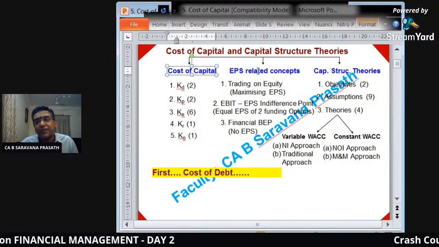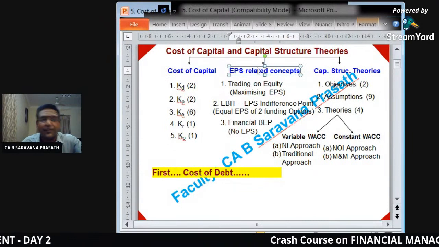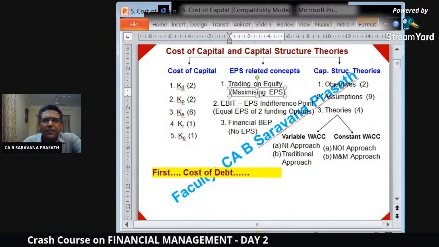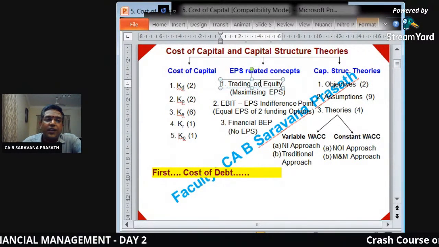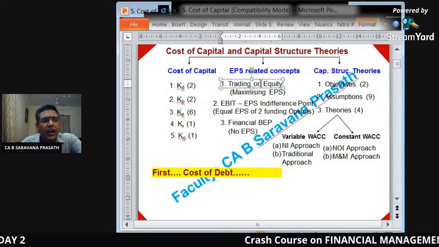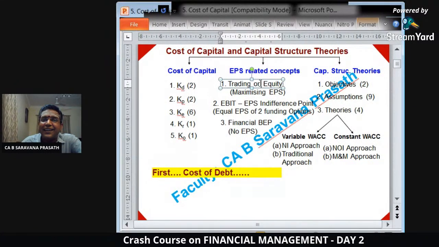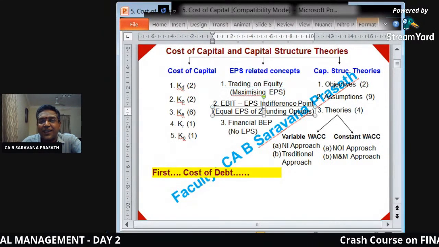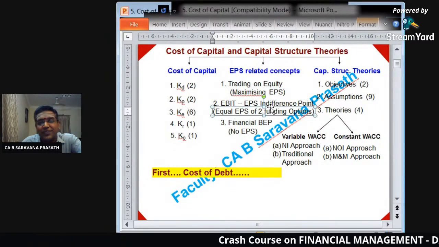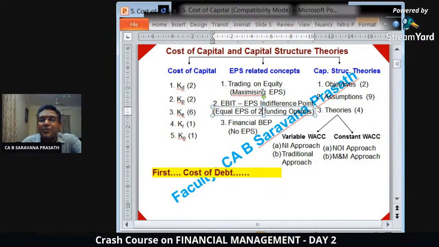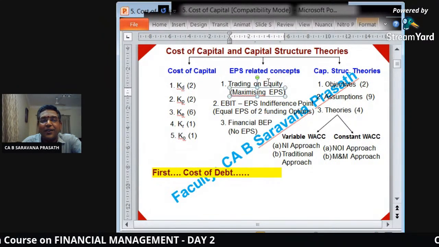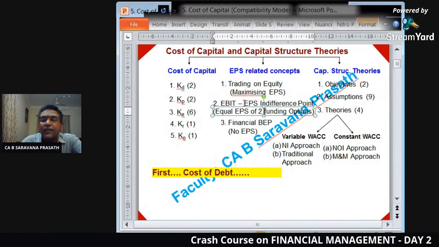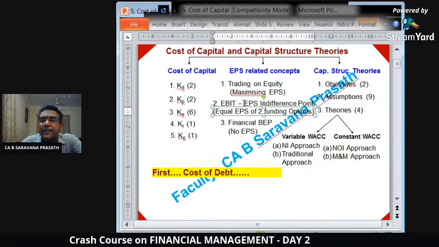The second part of this chapter, we are going to learn EPS related concepts. One is how to maximize EPS. We call this concept trading on equity. We have one illustration under each of these. I would request you to show patience and observe what is being discussed today so that you will be able to understand these concepts very effectively and handle any type of question, both theory as well as calculation. Second concept, how to have equal EPS of two different funding options. We call it the EBIT-EPS indifference point.